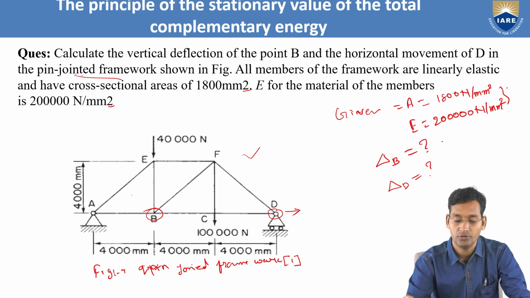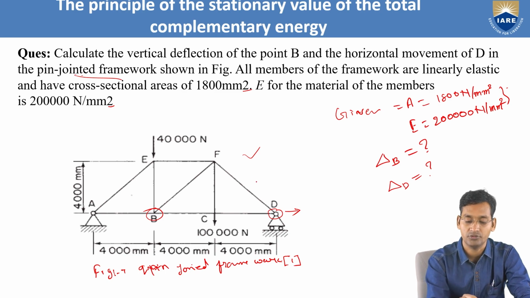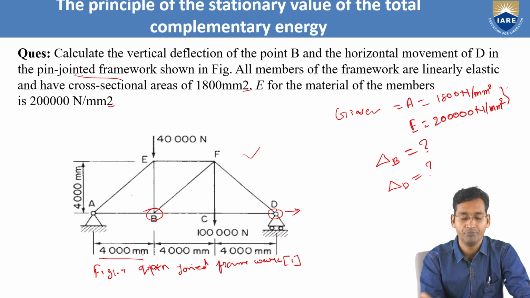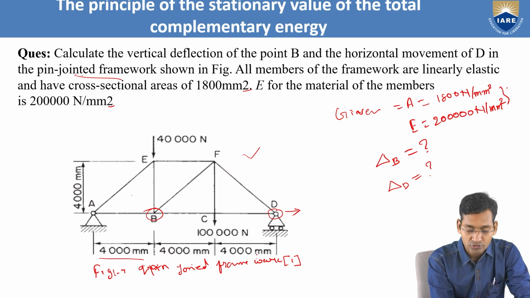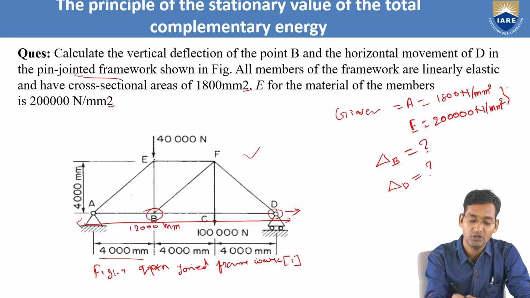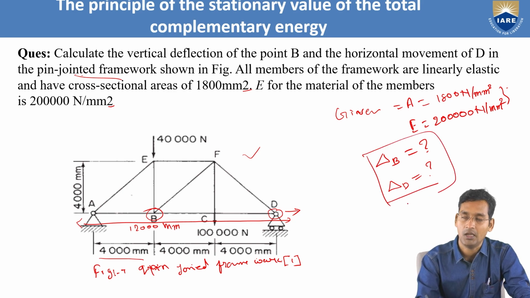In the question, the forces are given, where the forces are acting, and the other dimensions are given. This height is given as 4000 mm. This load acting here is 1 lakh Newton. From point A to point B is 4000 mm, point B to C is again 4000 mm, and point C to D is 4000 mm. So the total distance is 12,000 mm. One vertical force is 40,000 Newton, and another vertical force acting downward is 1 lakh Newton. With this we have to find delta B and delta D.